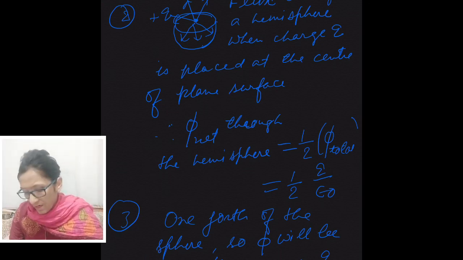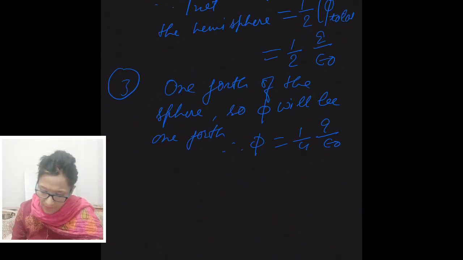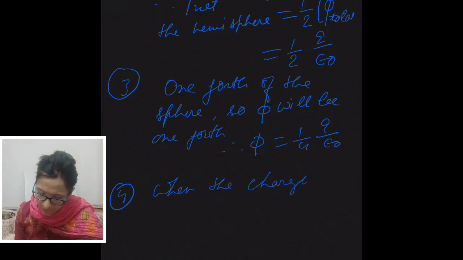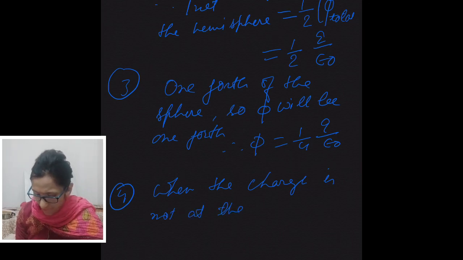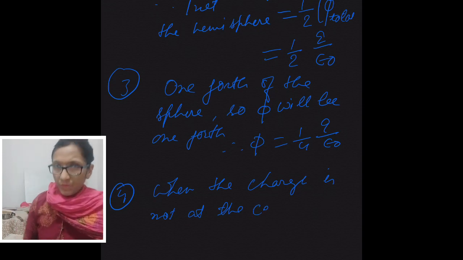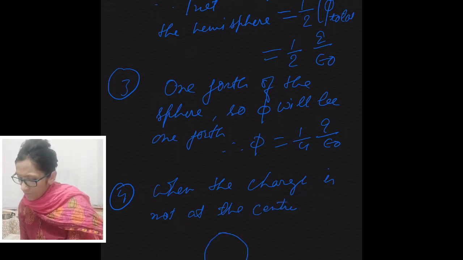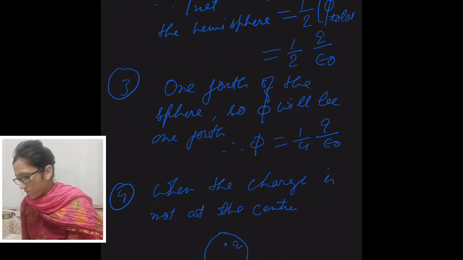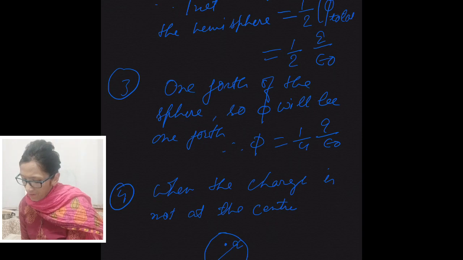But all these cases are when the charge is at the center. But if the charge is not at the center, so the charge is placed somewhere here, you cannot say in this case that for the first half and for the second half the same flux will be there. You cannot say. Then what will happen?